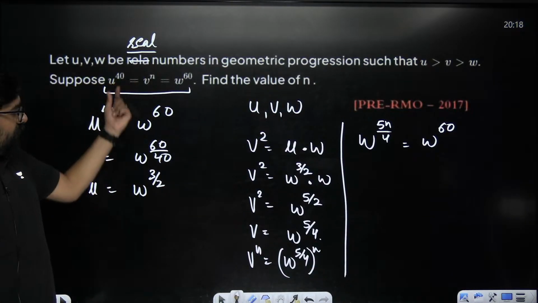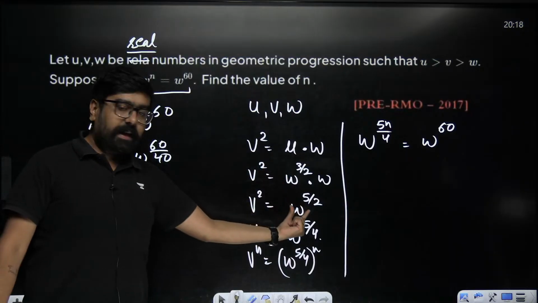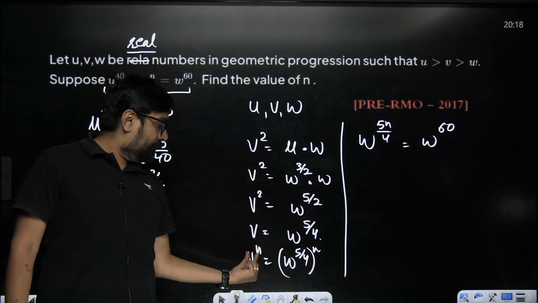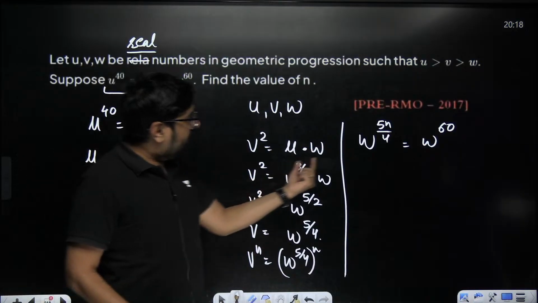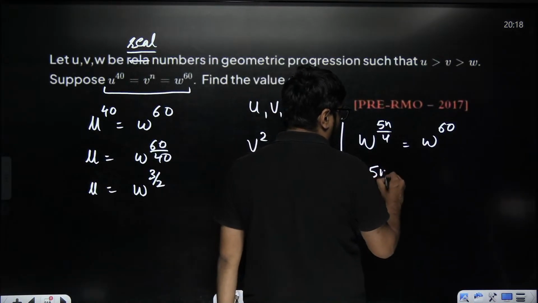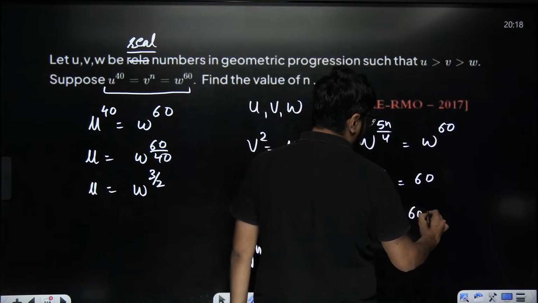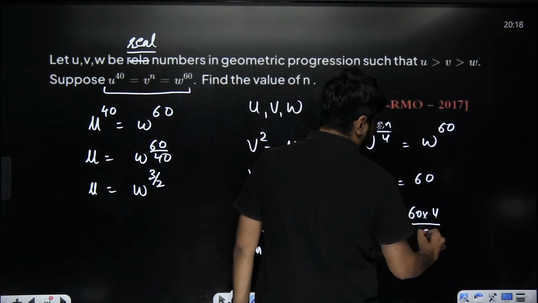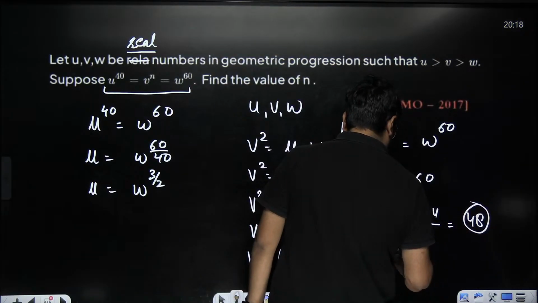Correct? It's already given, no? V to the power n is equal to W to the power 60. First we converted everything in W. We got V. We put power n on both the sides. Yes, we can put, and they are real numbers, no problem. So 5n by 4 will be equal to 60, and I got n. So n will be equal to 60 into 4 divided by 5. 48 will be our answer. n will be equal to 48.